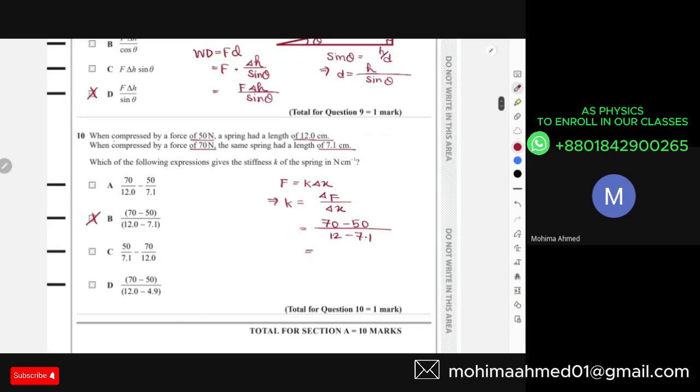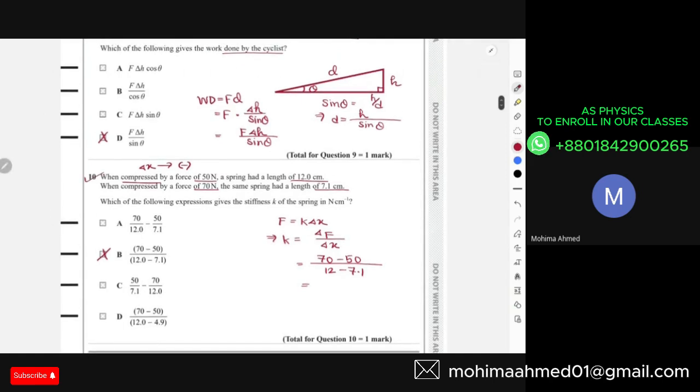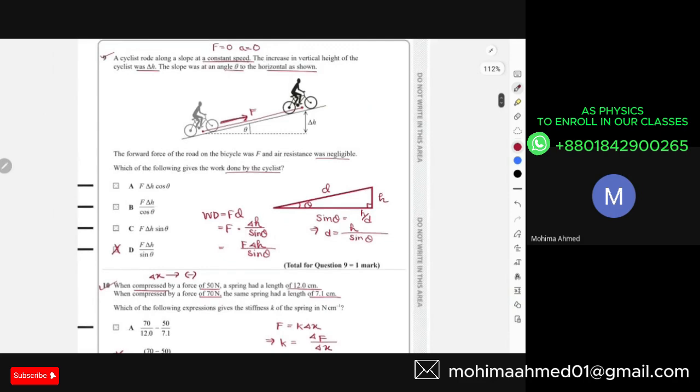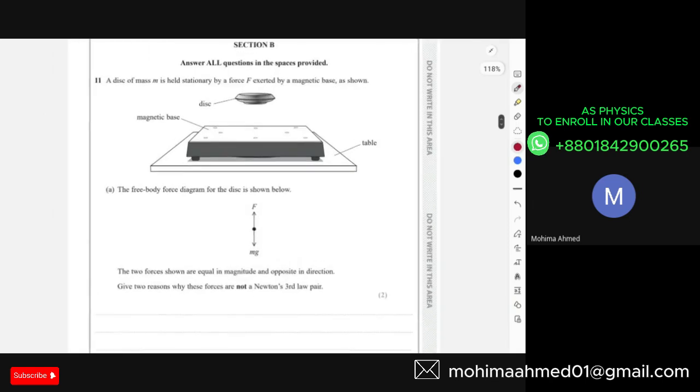And we know for compression, the extension was supposed to be negative. So it's not a problem whether you subtract 7.1 from 12 or 12 from 7.1. Okay, then we are done with question 10 also. After this, we'll quickly move on to section B, but I don't think we'll be able to finish that. That means we'll continue with this in our next class, hopefully on Monday. But we can finish this question.